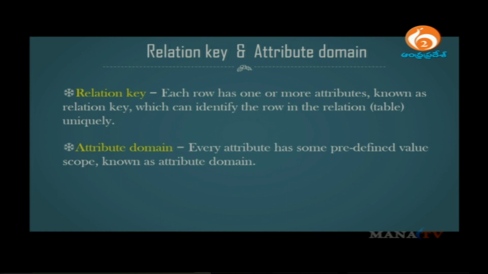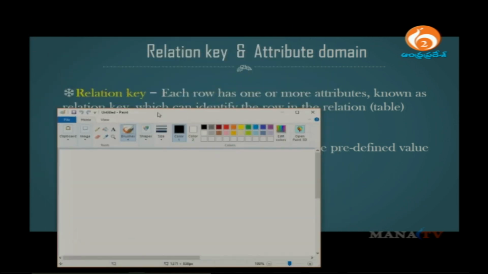What is the meaning of relation key? Each row has one or more attributes known as a relation key, which can identify that row in a relation table uniquely. That means, I am going to show you with a simple example. What is meant by relation keys? What am I trying to talk about right now?